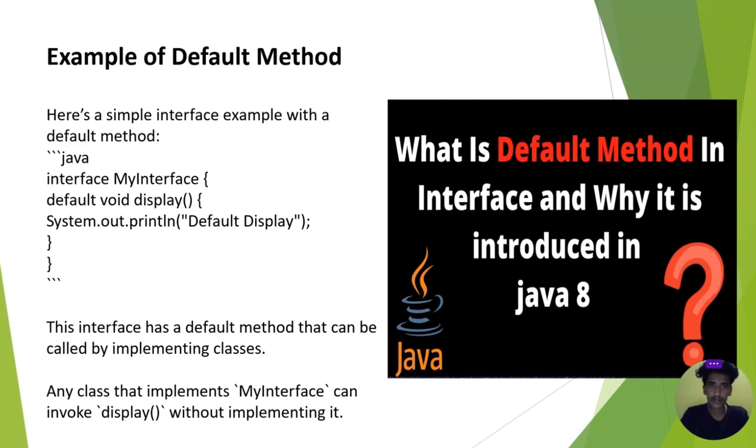Example of default method. Here's a simple interface example with a default method. interface MyInterface { default void display() { System.out.println("default display"); } }. This interface has a default method that can be called by implementing classes. Any class that implements MyInterface can invoke display without implementing it.